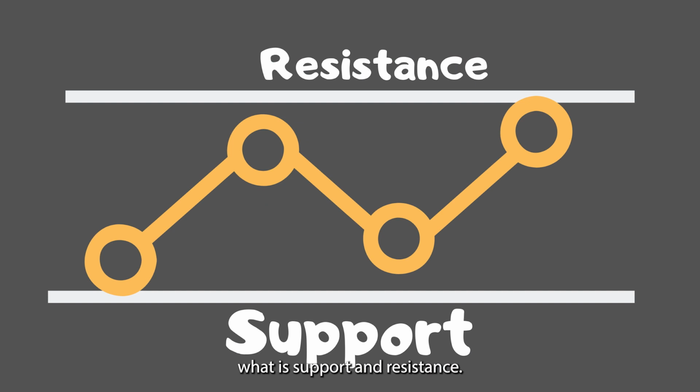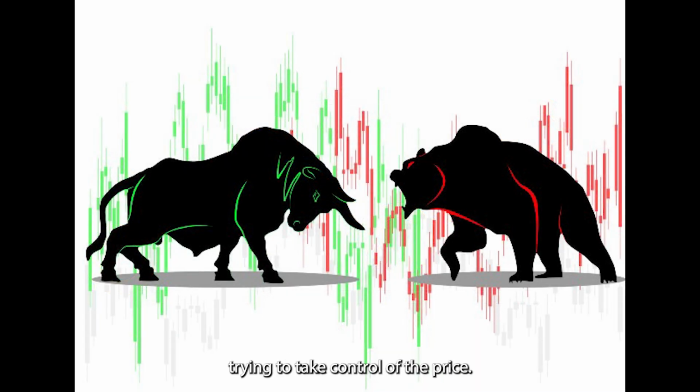People want to know, well, what is support and resistance? Support and resistance is one of the most widely used concepts in trading. It's basically the areas where a stock or asset that is in a current trend is likely to reverse. It's basically the battle between buyers and sellers trying to take control of a price, and this is exactly what creates the support or resistance levels that we're going to be looking at.